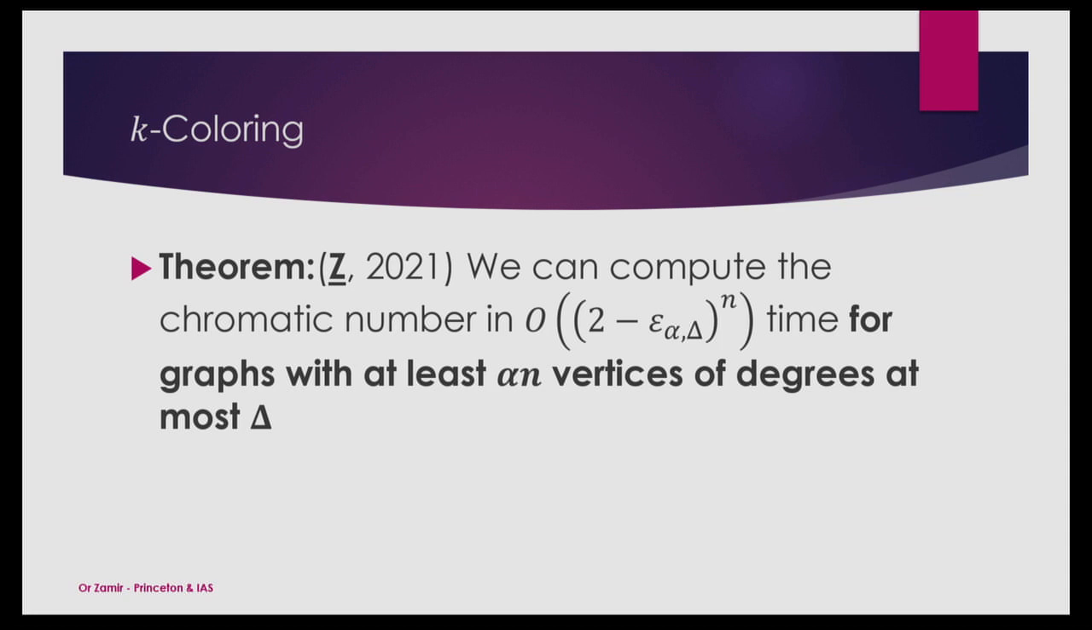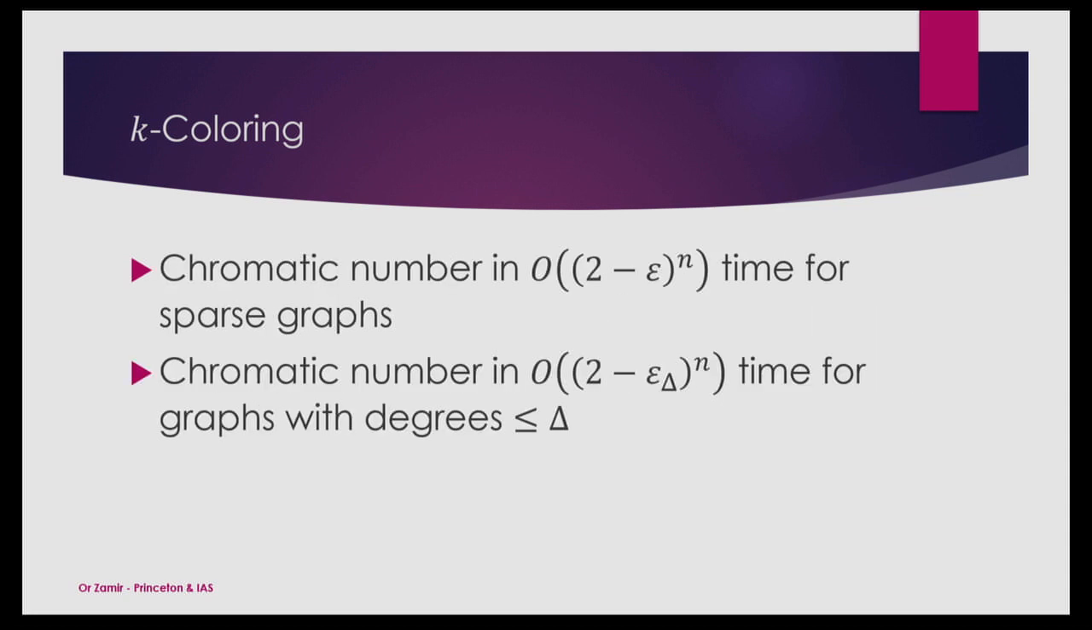You don't need to read this thing. The only corollary that we will care about is that it means that for sparse graphs, you have a faster algorithm. And in particular, if all of the degrees are bounded by a constant, then there is some epsilon, such that I can solve k coloring in 2 minus epsilon to the n, or even compute the chromatic number in that time. So this will come up.